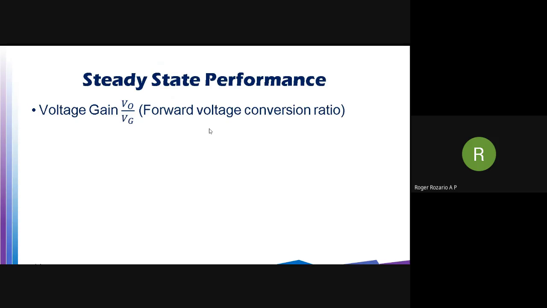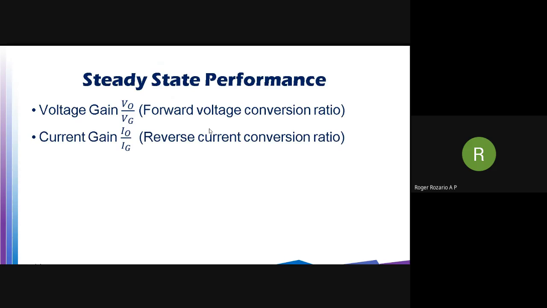There are 5 performance quantities. The first performance quantity is V0 by Vg. It is also called the forward voltage conversion ratio. The second quantity is I0 by Ig, the reverse current conversion ratio. The current gain is I0 by Ig, but the reverse current conversion ratio is Ig by I0. So this was the confusion we had in the last class. The current gain is I0 by Ig, but we are deriving the reverse current conversion ratio Ig by I0. So please make this alteration.